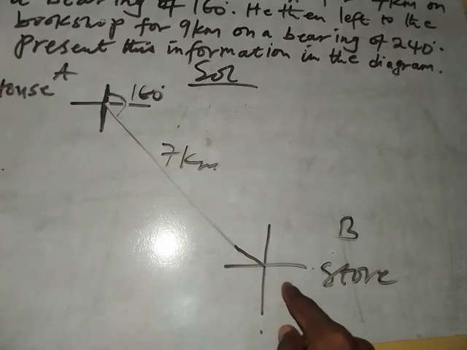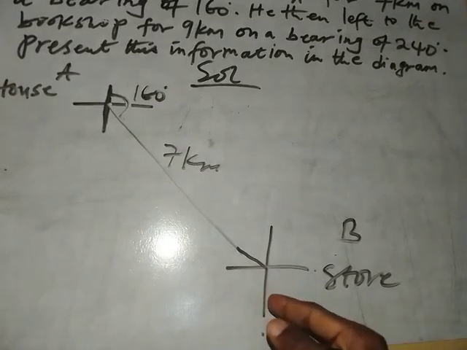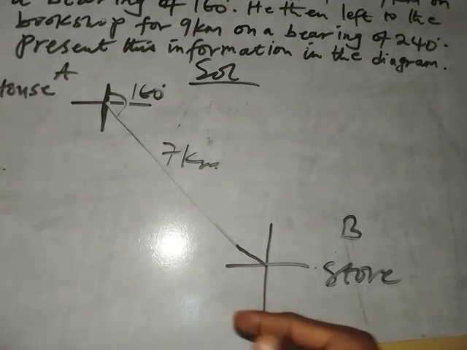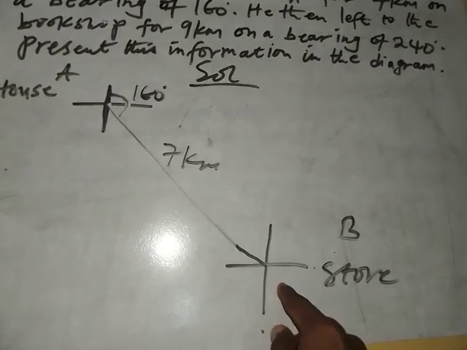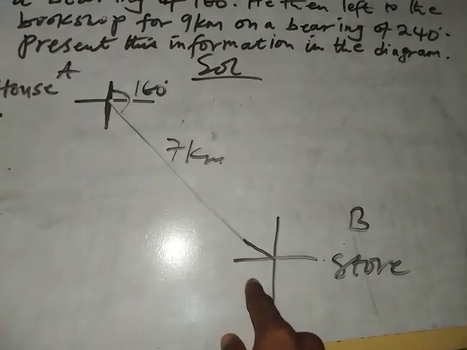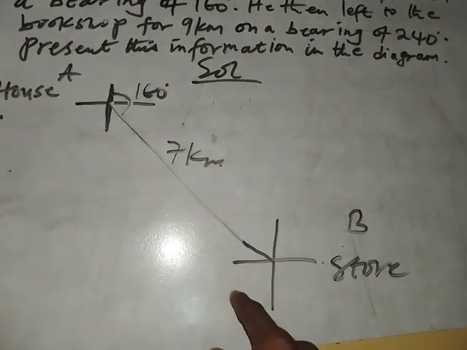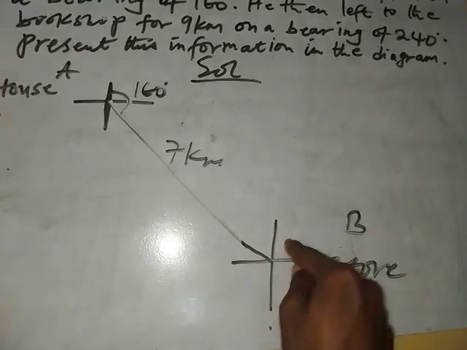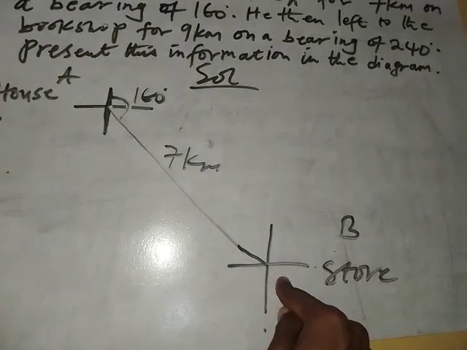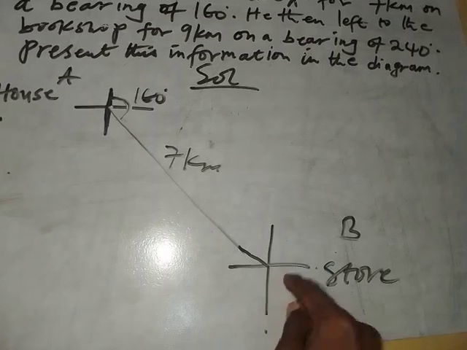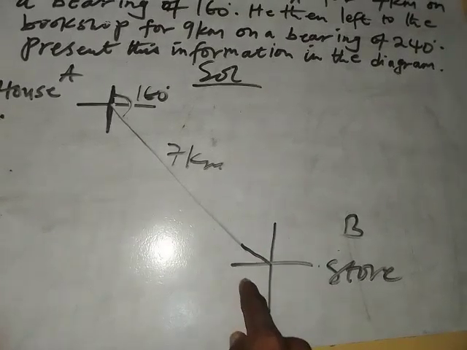Because 240 is above 180 degrees, it should not be in the second quadrant. It should be in the third quadrant. Remember, I told you how to solve quadrants on bearings. From here to here is the second quadrant, and 240 is above 180 degrees, so we need to locate it using the third quadrant. Are you getting me now?